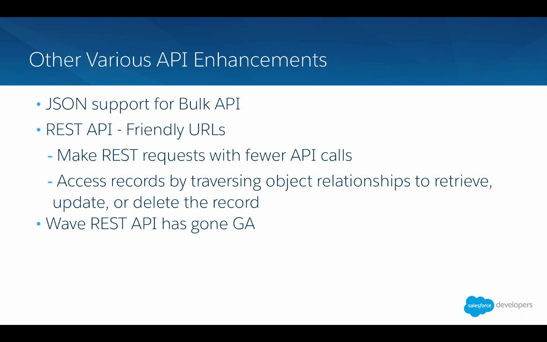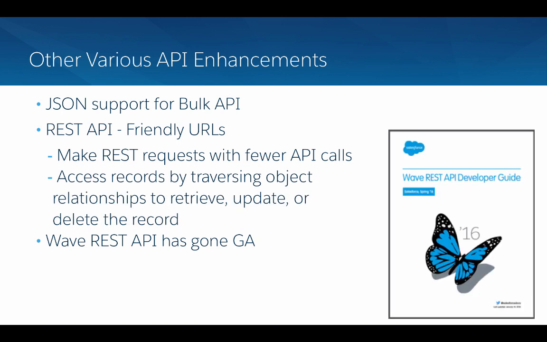And big announcement, Wave has gone GA. The REST API is GA as of this release. So all the main objects from Wave are exposed. These are golden representations of everything, and it's versioned as of version 36. This is the same API that the Wave team is using internally, and it's based on the Connect API.